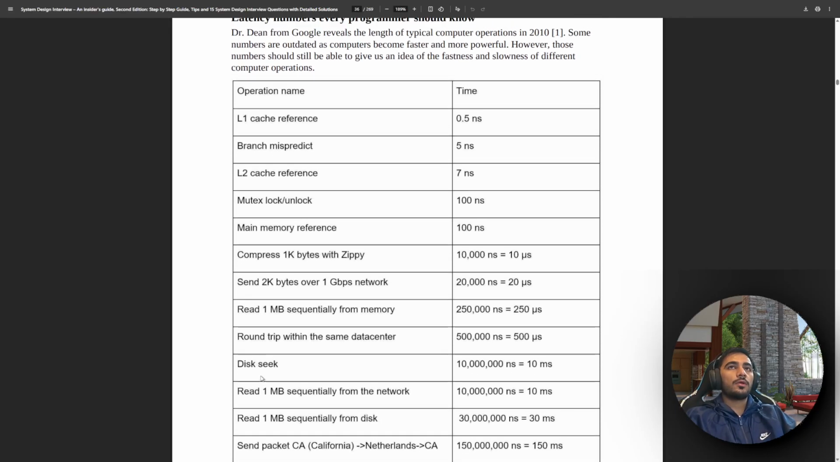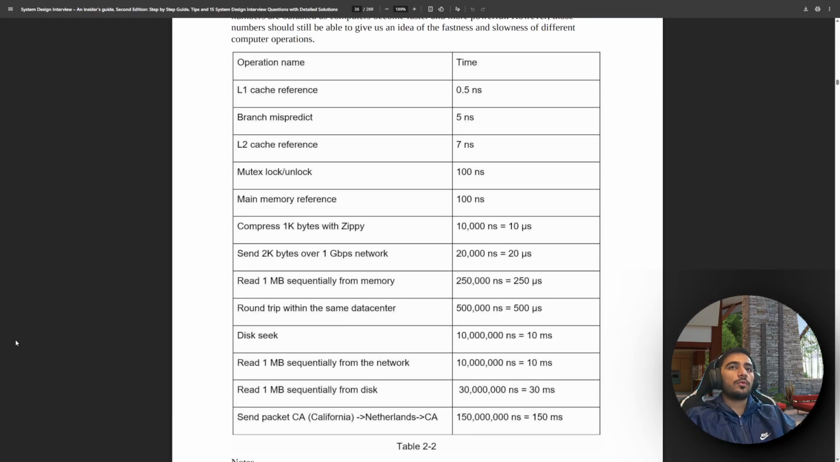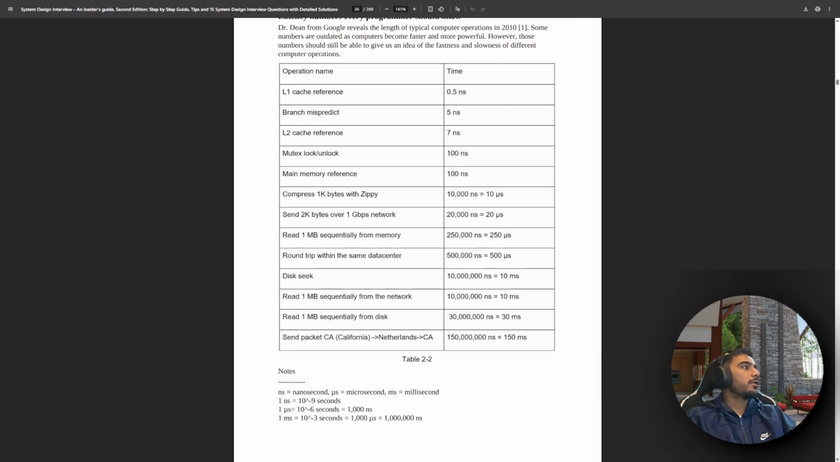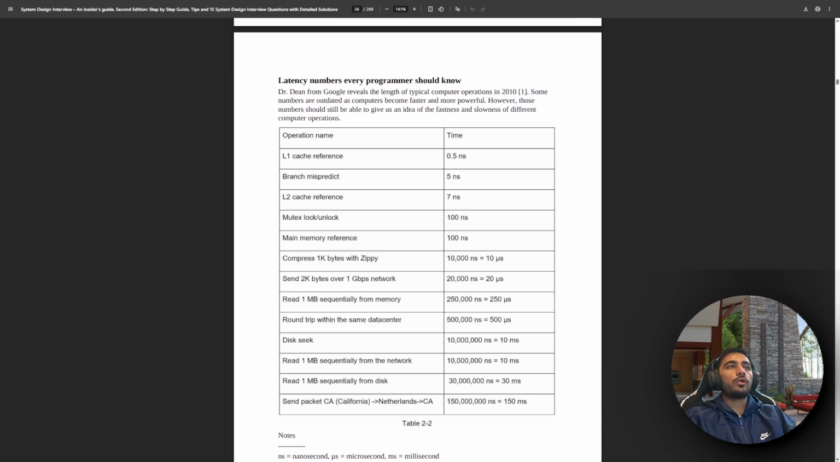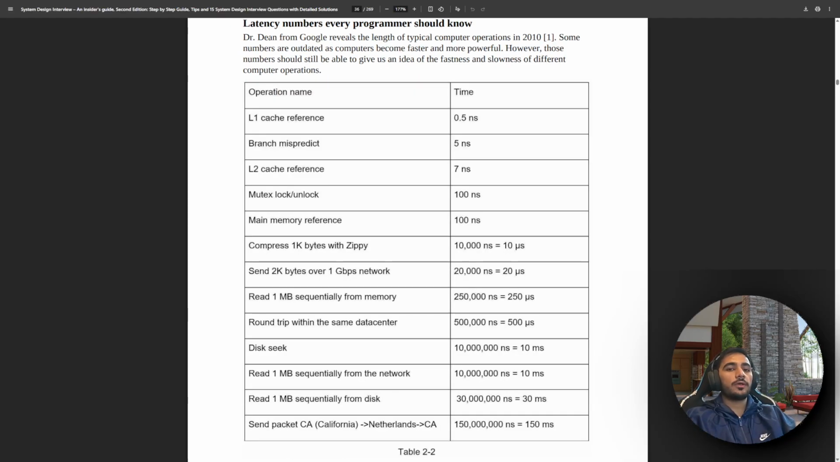Okay, so let's go into a bit more depth here. What exactly is the operation here, how does it happen, and what even is, say, a mutex lock unlock, or what does a round trip mean here? So let's go into the depth of these.